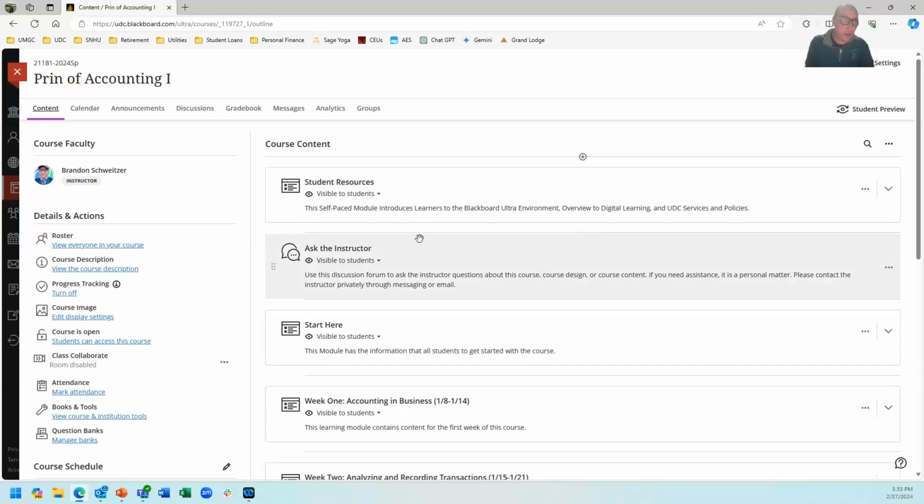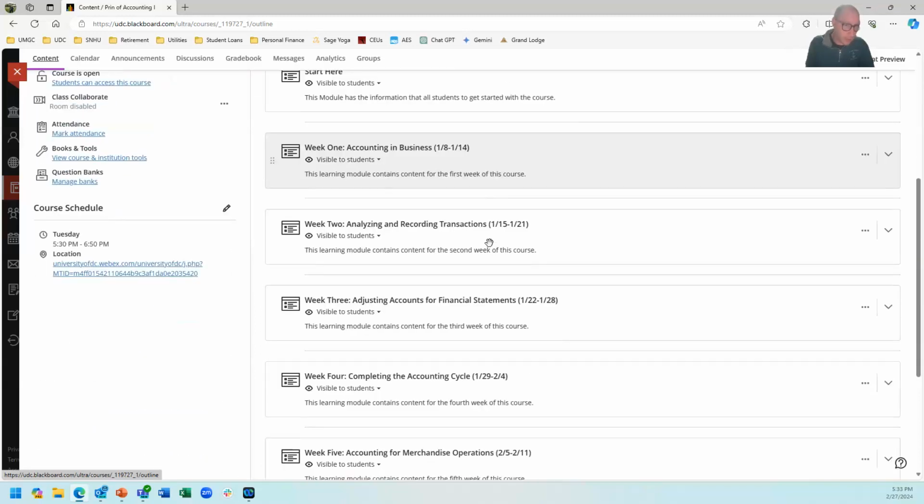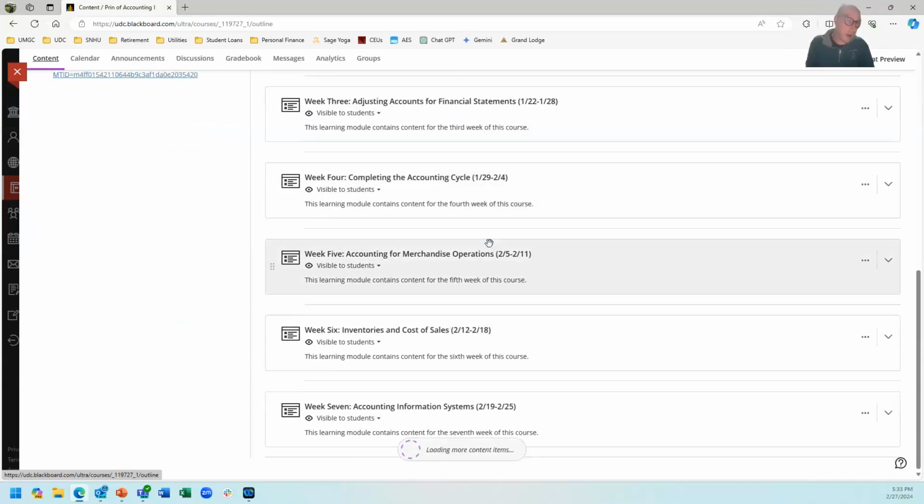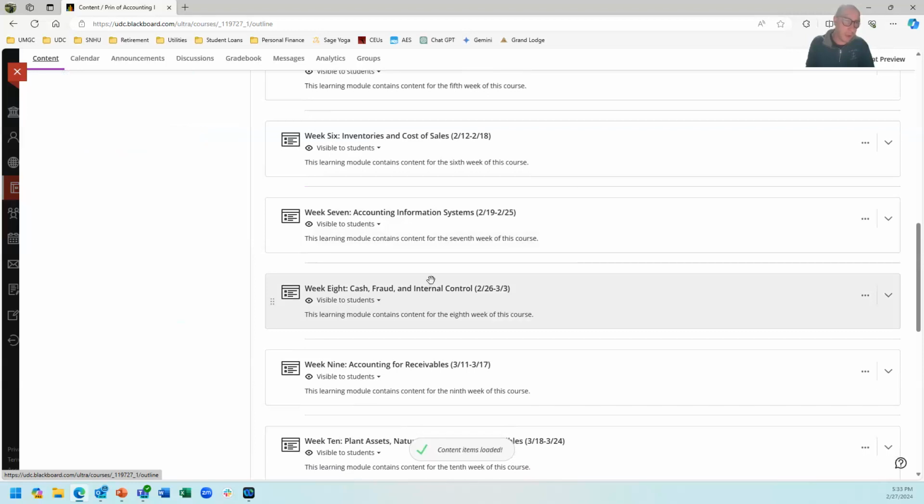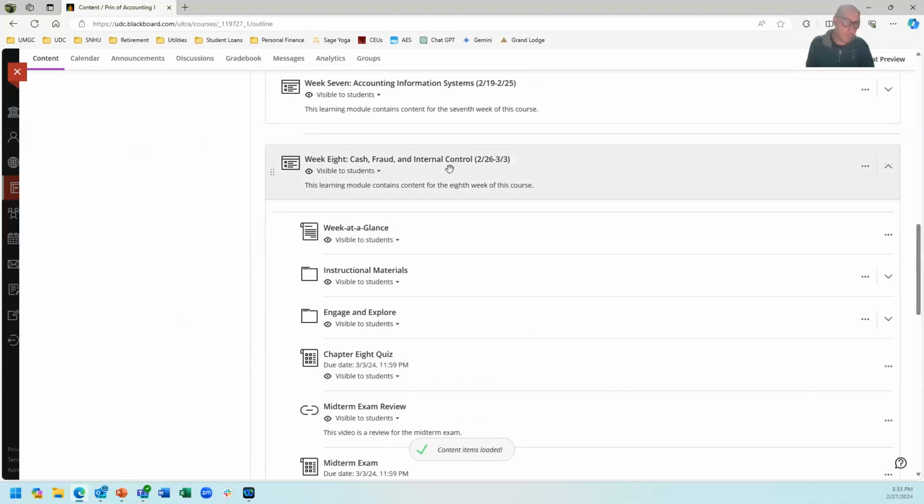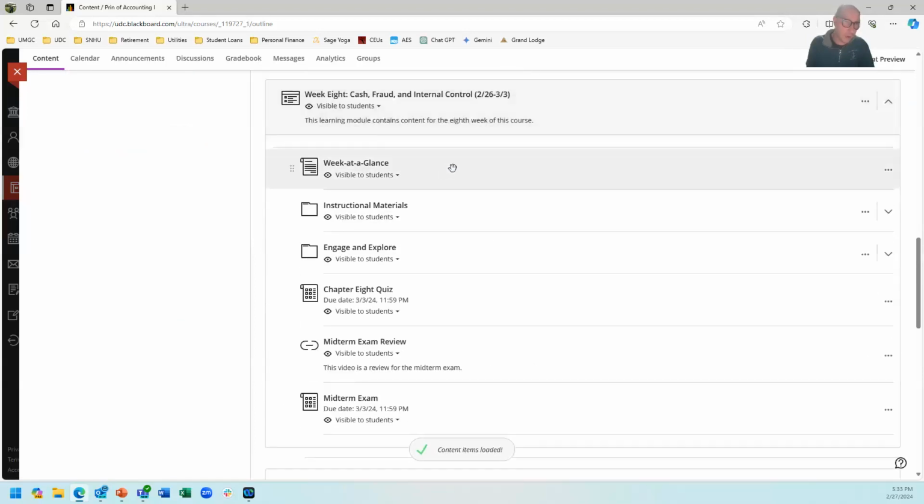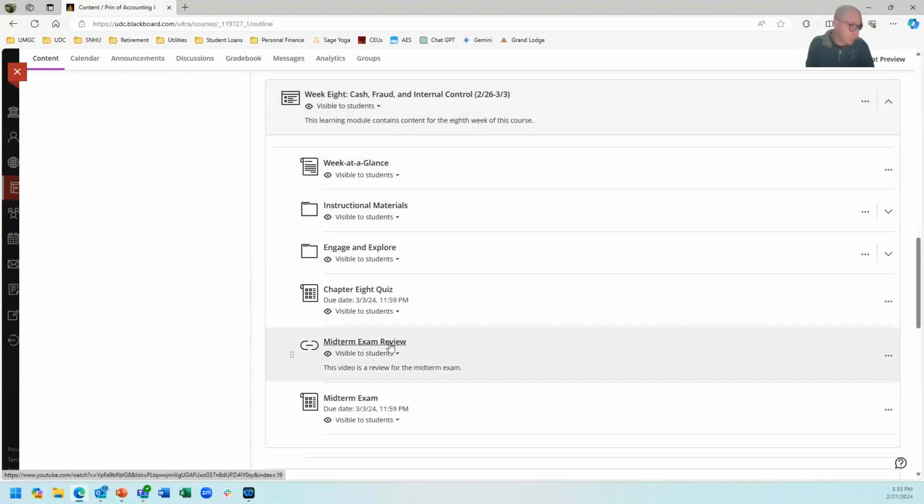So here we are in the classroom, and as you know, we're in week 8. When we come down to week 8 and you open it up, you're going to notice a new item in here. And it says, oh, midterm exam review. Because the midterm exam is due this Sunday, right?